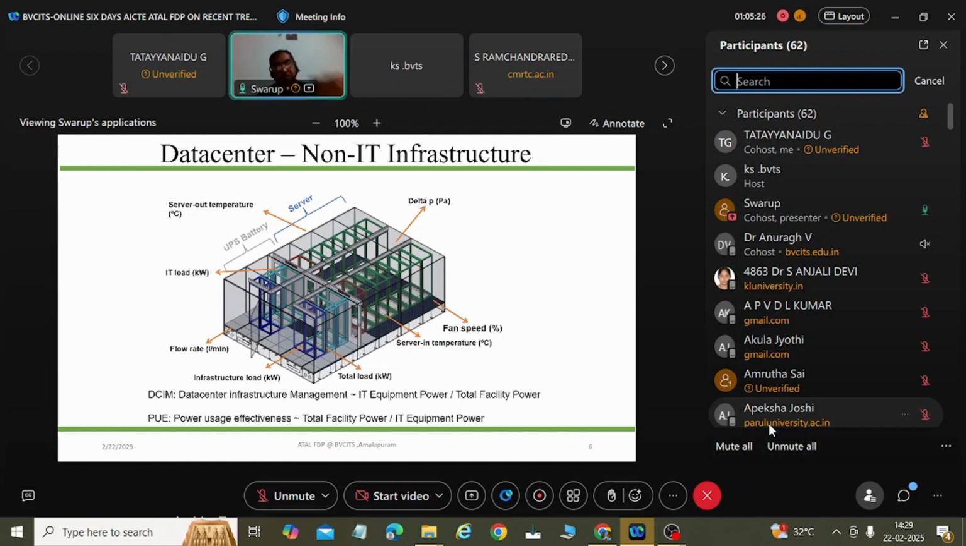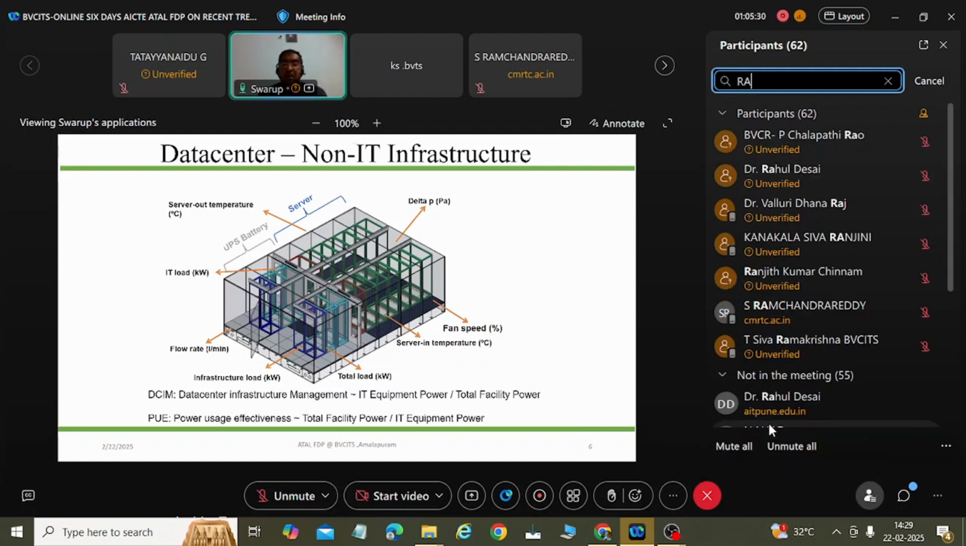So what is happening here is that IT equipment power is very less, and then you have to see the total facility power. Total facility power actually depends on the losses with respect to the cooling and with respect to your electrical subsystem.